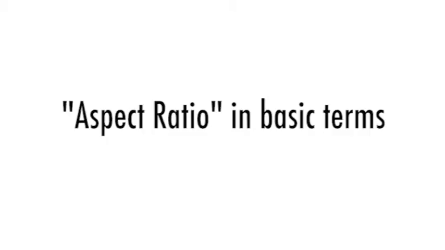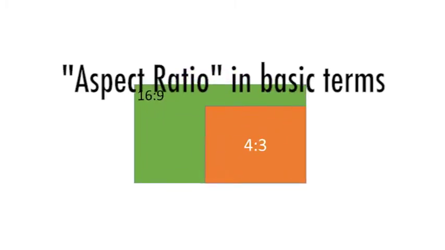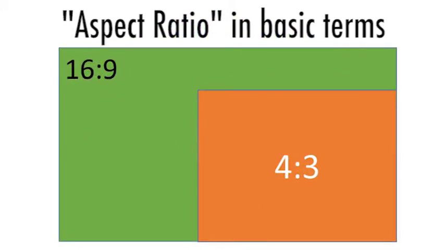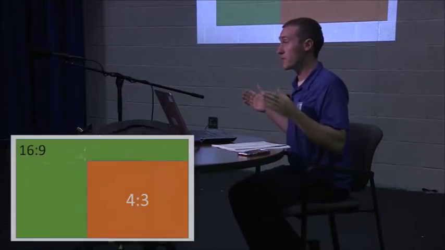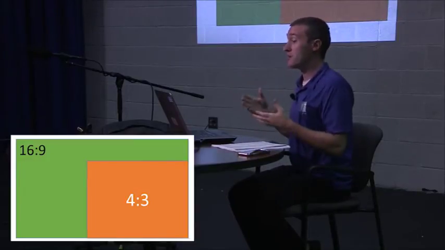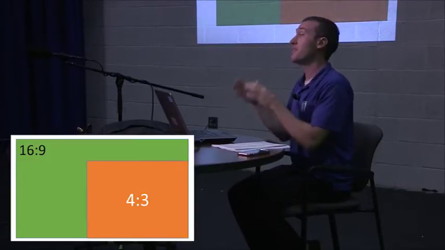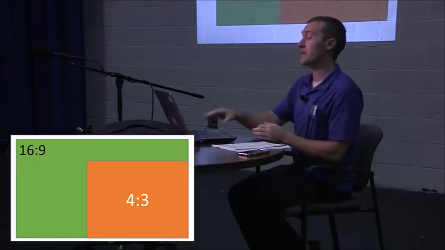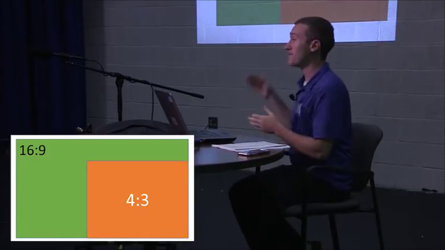So aspect ratio in basic terms. There's two basic aspect ratios that we're going to be working with, and these are two aspect ratios that are kind of universal for video everywhere. So the two aspect ratio sizes are 16:9 and 4:3. Another name for 16:9 is widescreen. So if you ever see a video that's in widescreen video format, it's probably 16:9, and the aspect ratio is 16:9. And the other one that we're going to be talking about today is 4:3.